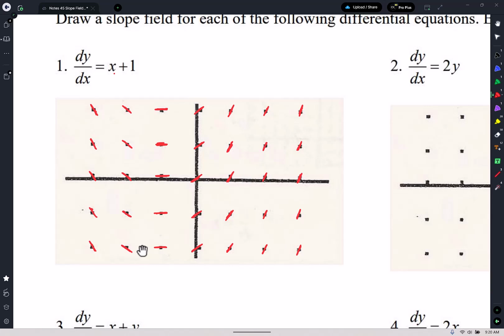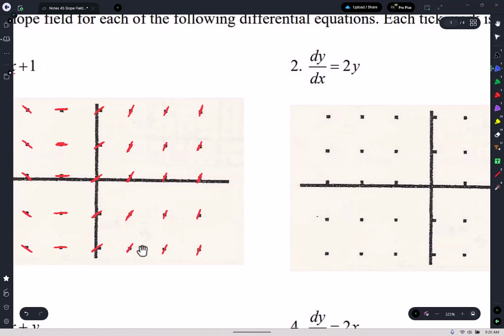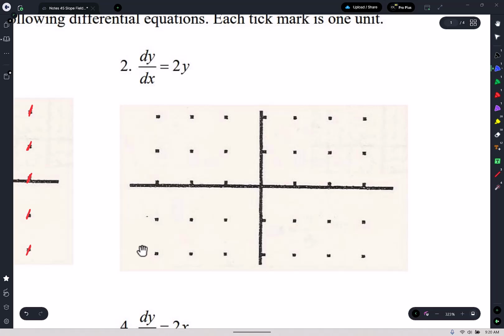What do you guys think? Not bad, right? All right, go to number 2. I'm going to change my colors to blue. On the x-axis, that's dy dx's slope. This one is only affected by the y value, not the x. On the x-axis, your slope is always 0. Oh, I can't see the blue. Let me go back to red then. 0, 0, 0, 0, 0, 0, 0.